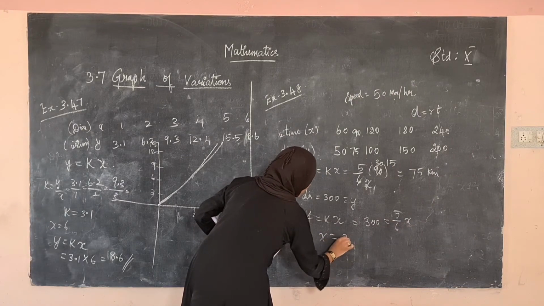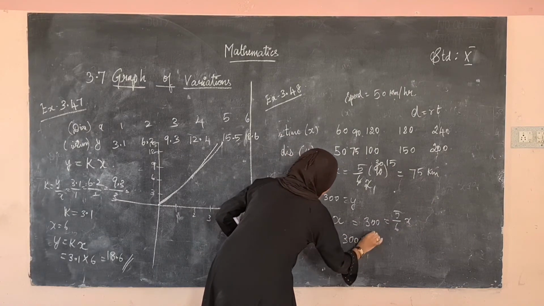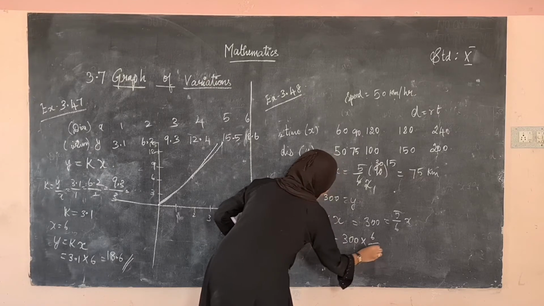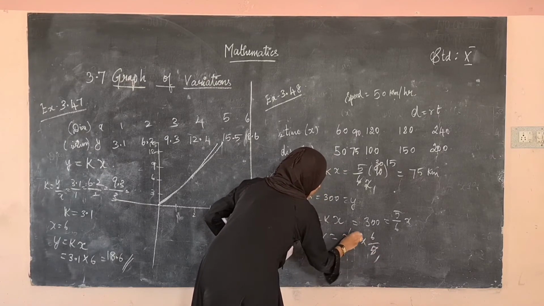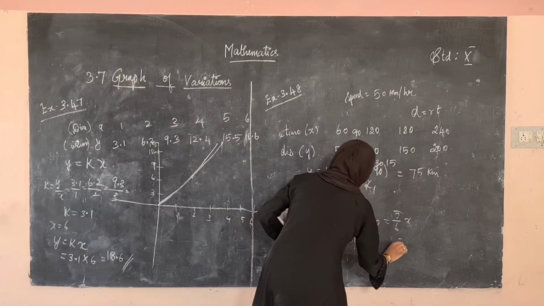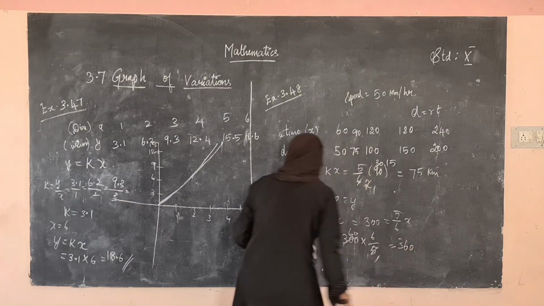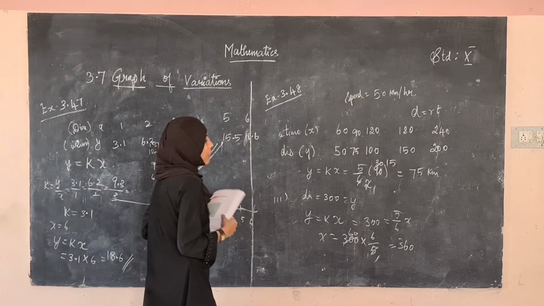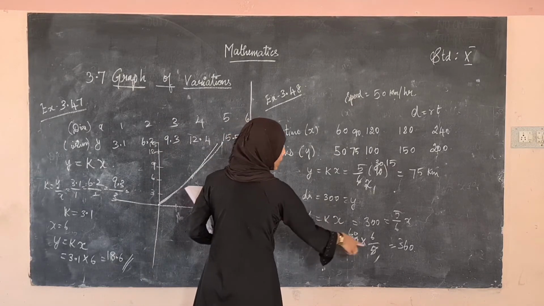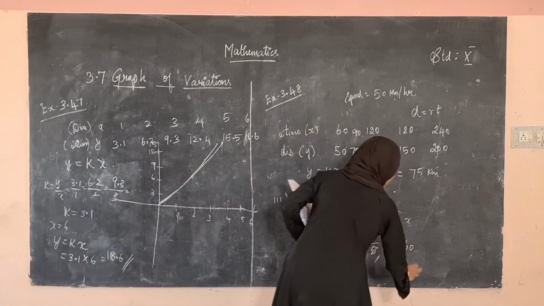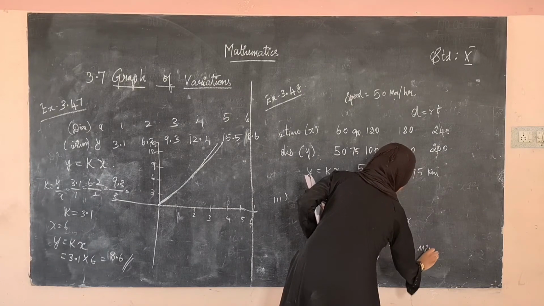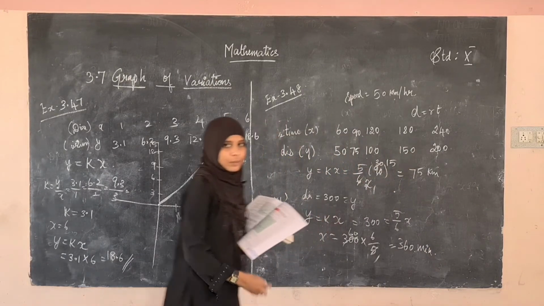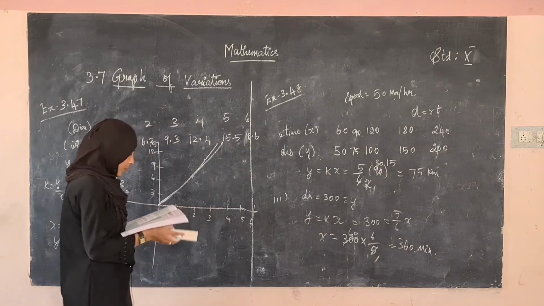X is equal to 300 into 6 divided by 5. Okay. What happens? 360. Right? Therefore, the time taken by the bus for covering the 300 kilometers is 360. This is not hours. This is minutes. 360 minutes. Okay, you have to write in words.